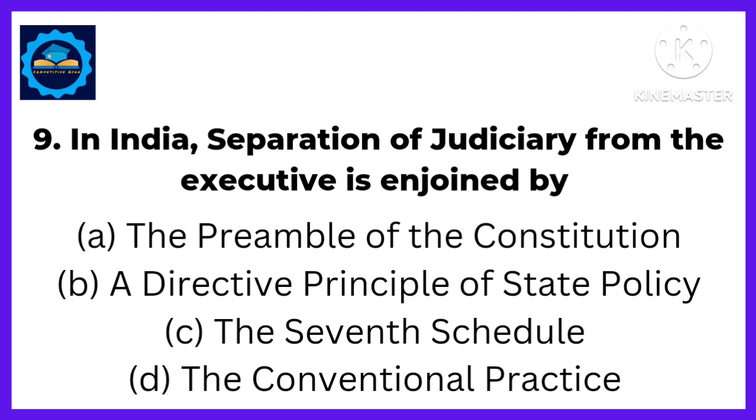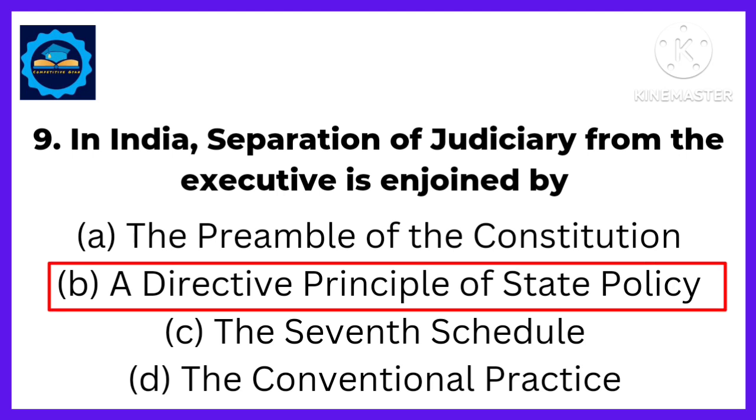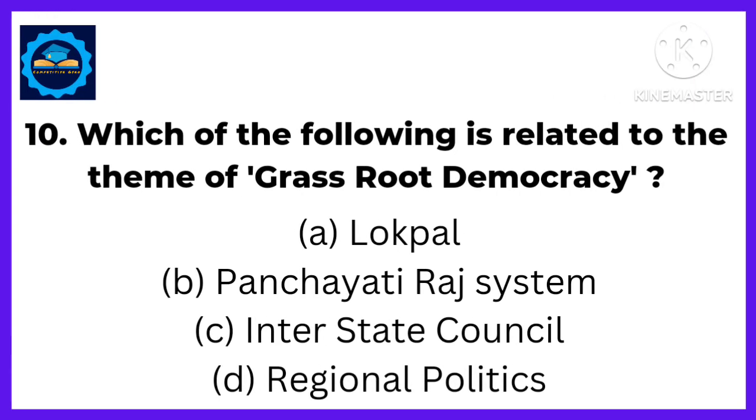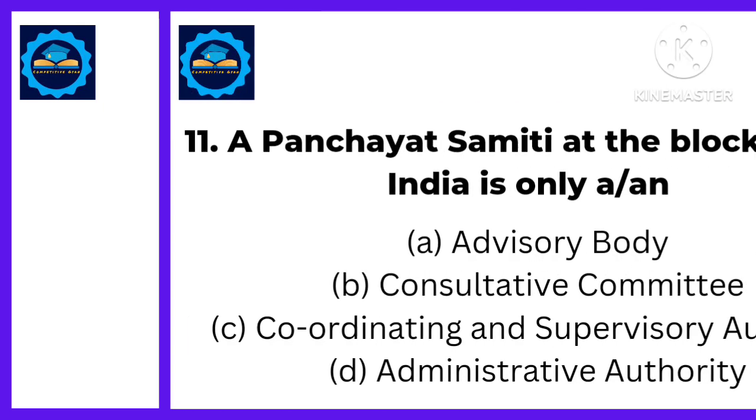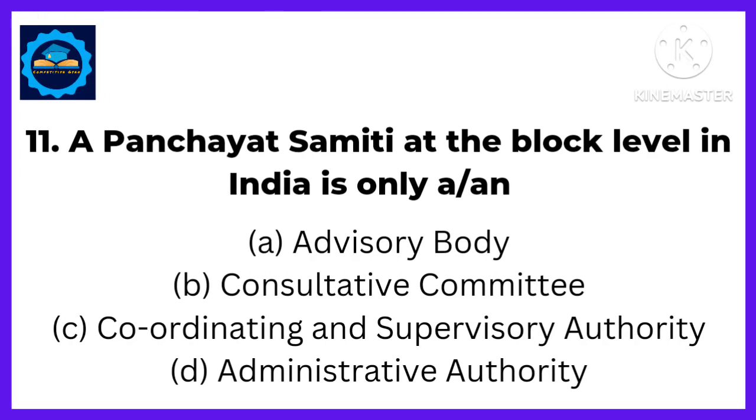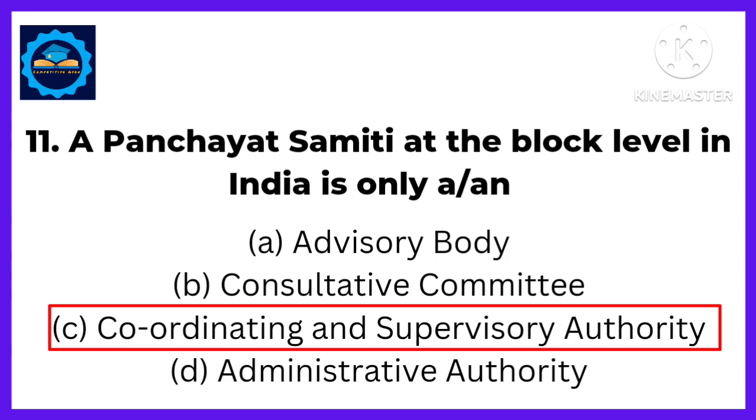Next, in India, separation of judiciary from executive is enjoined by? Answer: Directive Principles of State Policy. Next, which of the following is related to the theme of grassroots democracy? Answer: Panchayati Raj system. Next, a Panchayat Samiti at the block level in India is only a or an? Answer: Coordinating and supervisory authority.